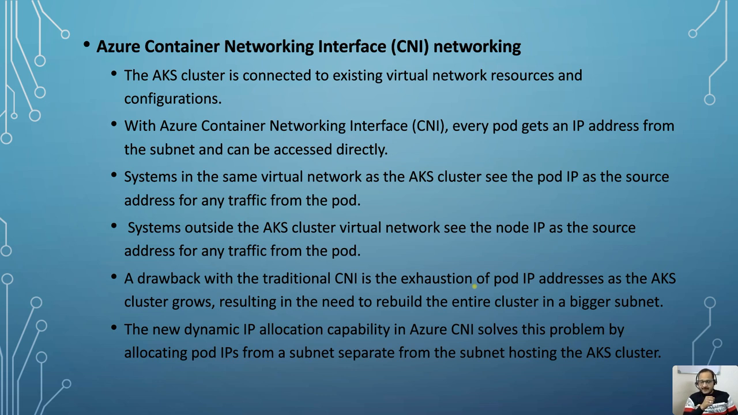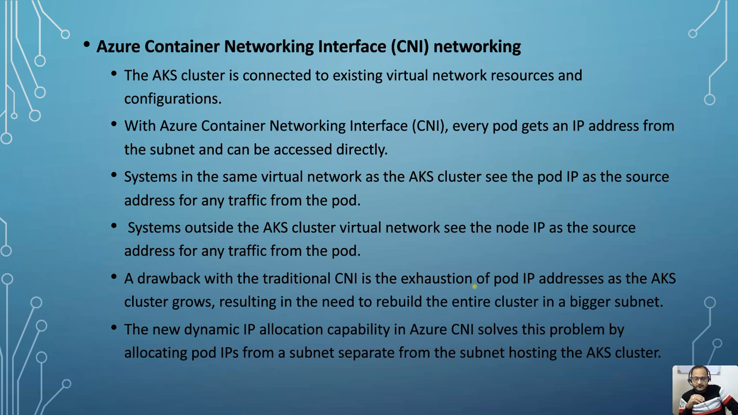If you are using Azure CNI, you have to plan your IP addresses before building the AKS cluster because it will use a lot of IP addresses. There is a dynamic IP allocation capability in Azure CNI which solves this problem by allocating pod IPs from a subnet separate from the subnet hosting the AKS cluster. There is another way in Azure CNI where your pod will get different IP addresses.